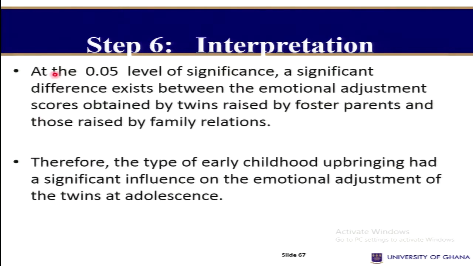So here we are saying that at the 0.05 level of significance, a significant difference exists between the emotional adjustment scores obtained by twins raised by foster parents and those raised by family relations. That is what we are saying, because our HO says there's no difference. Once we've rejected our HO, it shows that there is a difference between them. Therefore, our conclusion will be that the type of early childhood social upbringing had a significant influence on the emotional adjustment of the twins at adolescence. So that is the interpretation that we have given. Now we have gone through the 6 steps and we've seen how to solve a typical examination question.